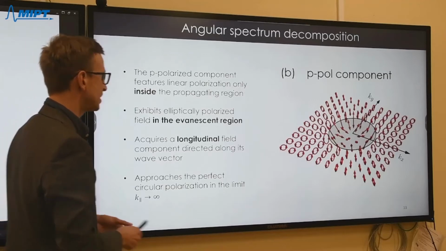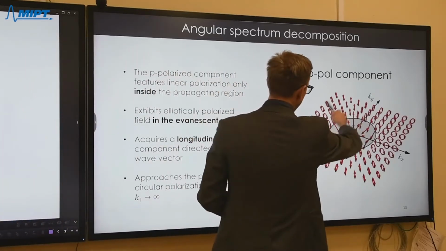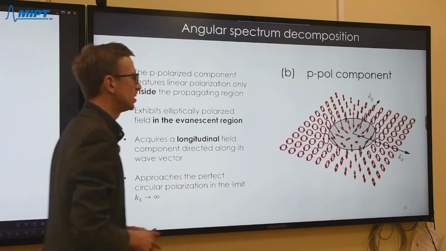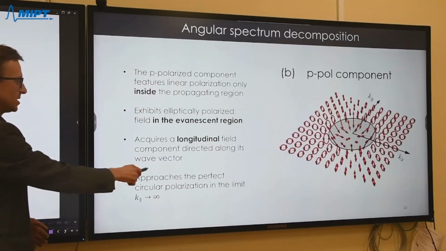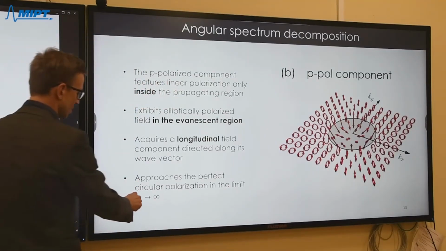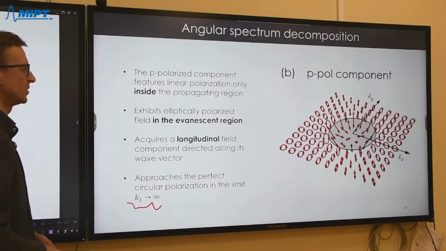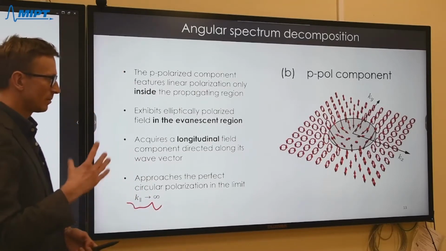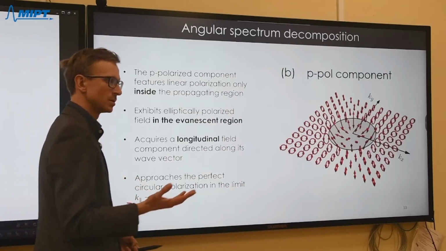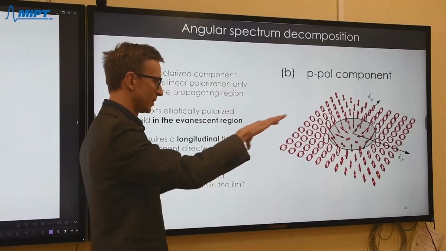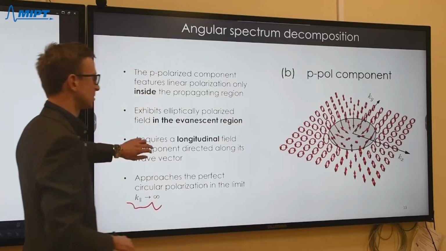And these ellipses, as you go far away into the near field region, approach ideal circular polarization in the deep near fields when k parallel approaches infinity. So the P polarized component becomes almost circularly polarized in the limit of large in-plane wave vectors.